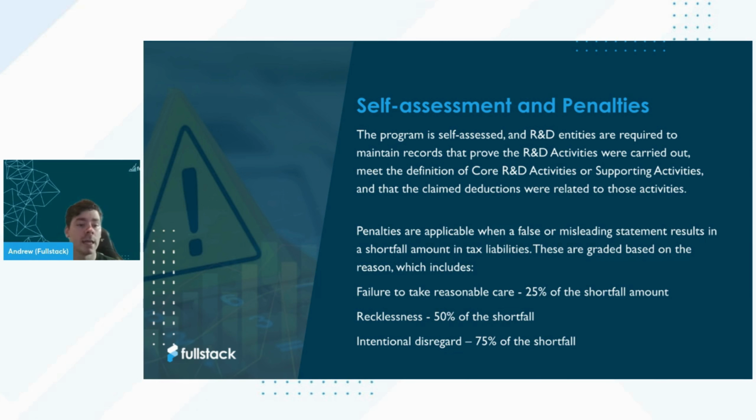If you fail to keep records, that can lead AusIndustry or the ATO to find that the claimed deductions should be disallowed, and then that can lead to a shortfall in your tax liability for the income year. So there are penalties that are applicable if you get a shortfall amount, and penalties are graded depending on the reason for the misstatement or the shortfall, and they range from 25% of the shortfall amount all the way up to 75%, depending on the severity.